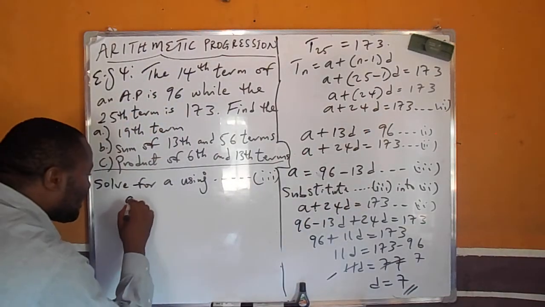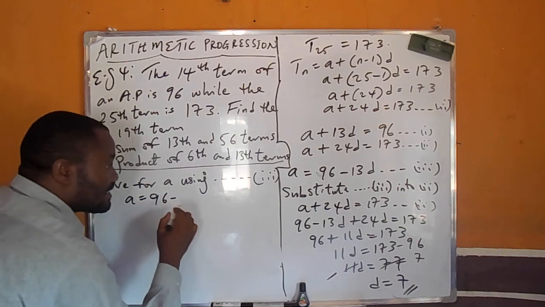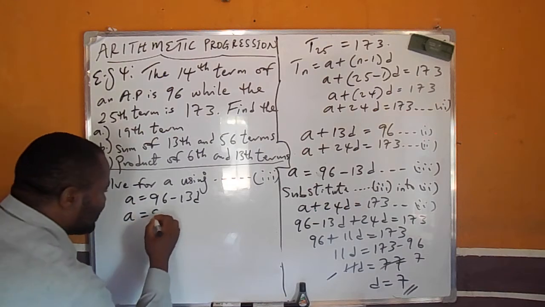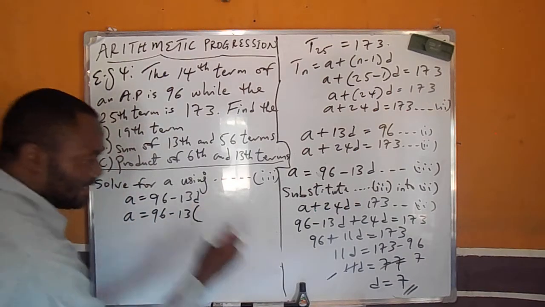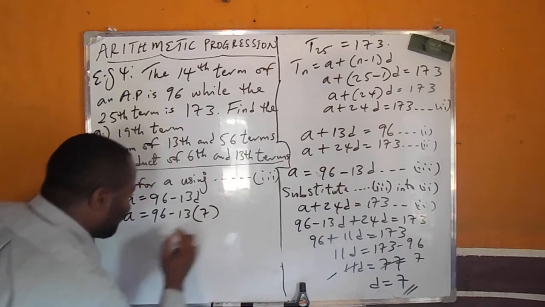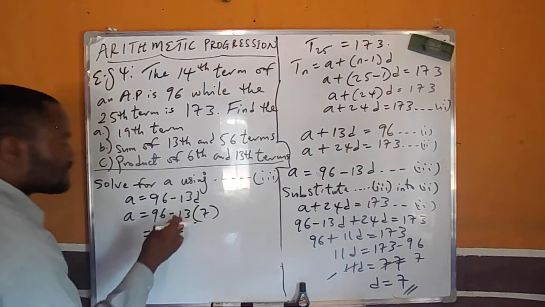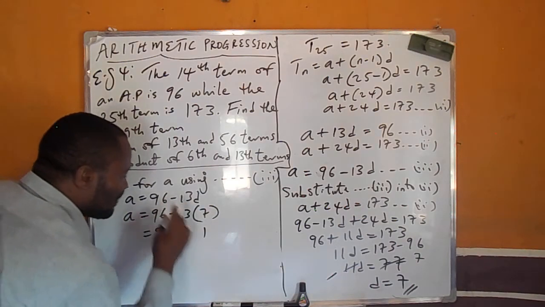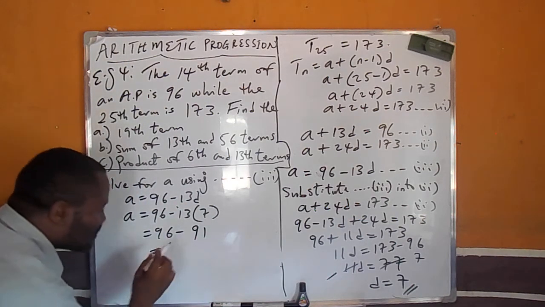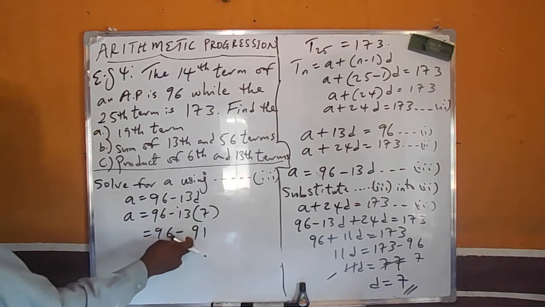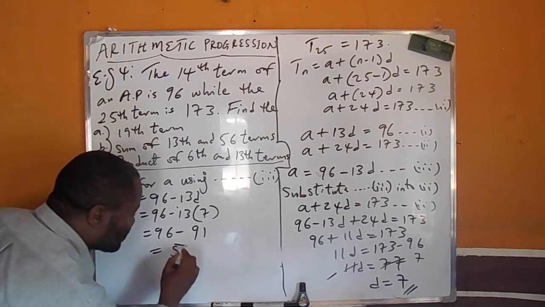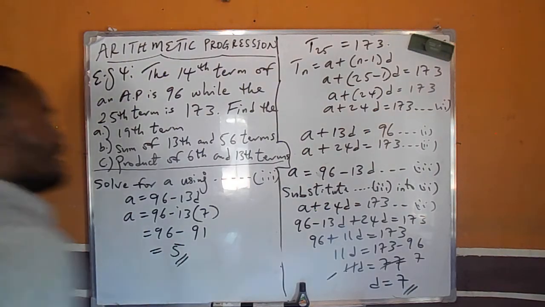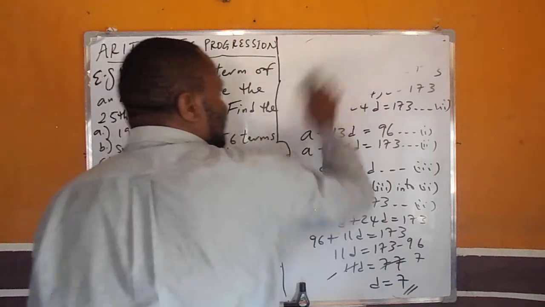Equation 3 says A equals 96 minus 13d. Therefore, A equals 96 minus 13 bracket D, which is 7 here, which equals 96 minus 13 times 7. 7 times 3, 21, carry 2. 7 times 1, 7, plus 2, making 9. 96 minus 91 will give us 5. That means our A equals 5. Now we can continue here.